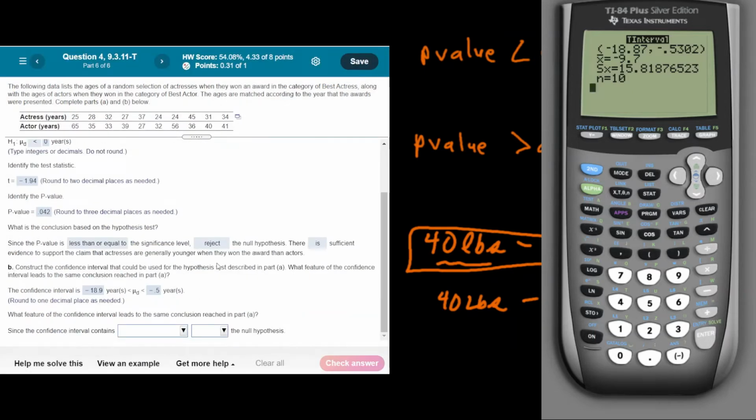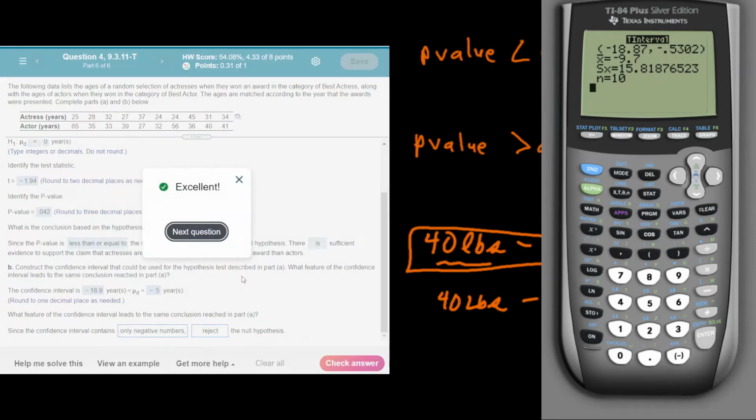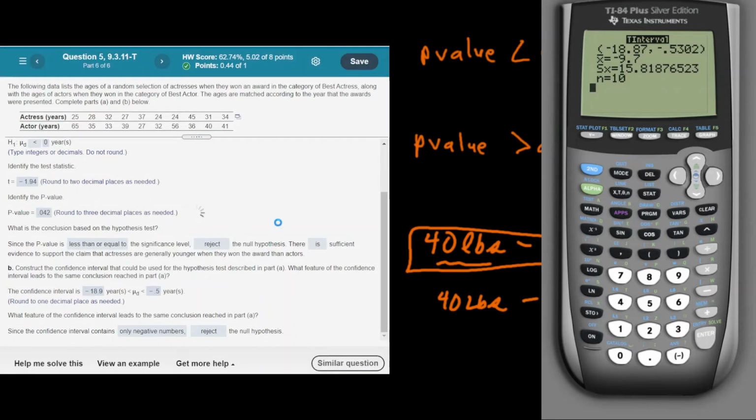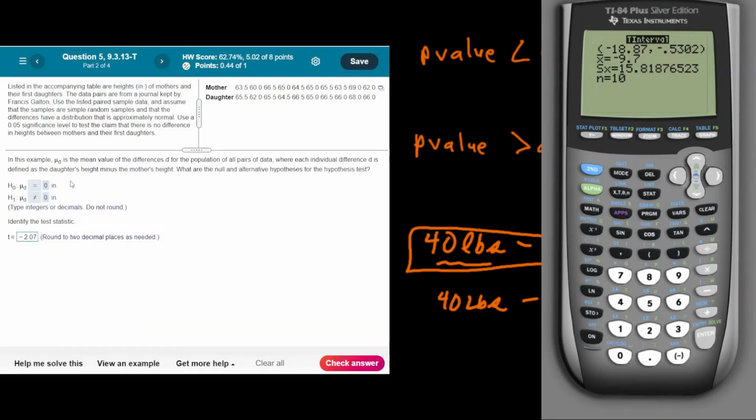All right, well done. Okay, what feature of the confidence interval leads to the same conclusion reached from part A? Well, it does not contain any 0 because we didn't go from negative to positive. This is all negative, so it only includes negative. Okay, and whenever it only includes a specific sign, we're just going to reject. Make sure whatever you chose up here is down here, please. You don't want to miss out on those points. And there it is. Excellent. All right, moving right along.